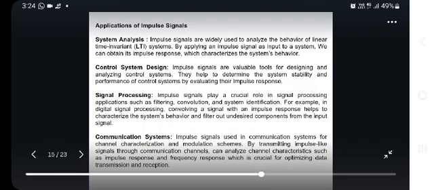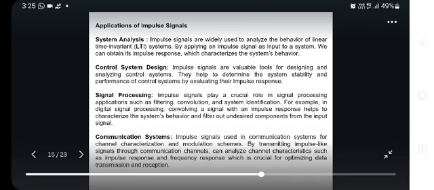Some applications of impulse signals are system analysis, control system design, signal processing and communication systems. In system analysis, impulse signals are widely used to analyze the behavior of linear time invariant systems. By applying an impulse signal as input to a system, we can obtain its impulse response, which characterizes the system's behavior. Control system design: impulse signals are valuable tools for designing and analyzing control systems. They help to determine the stability and performance of a control system by evaluating its impulse response.